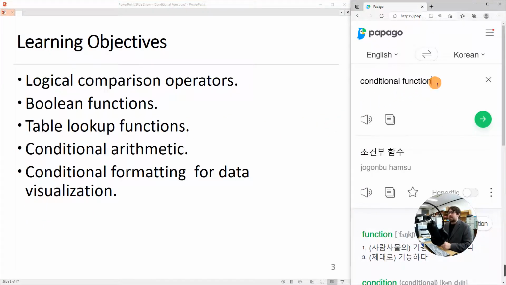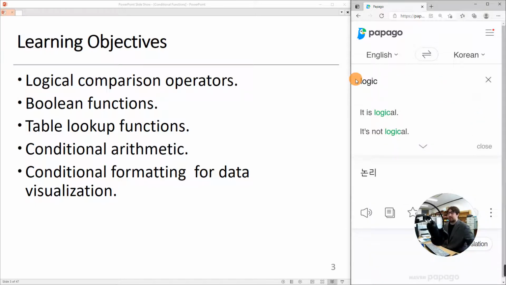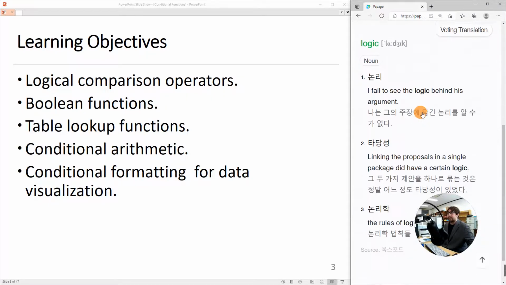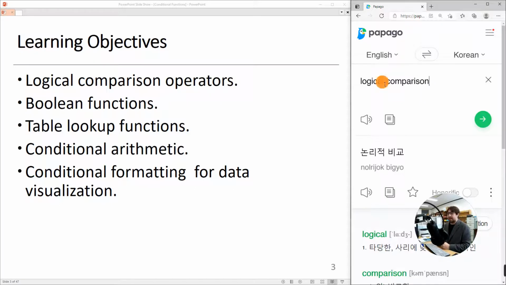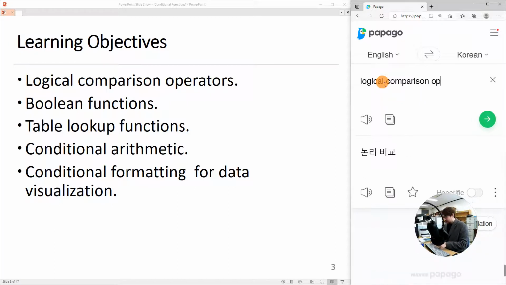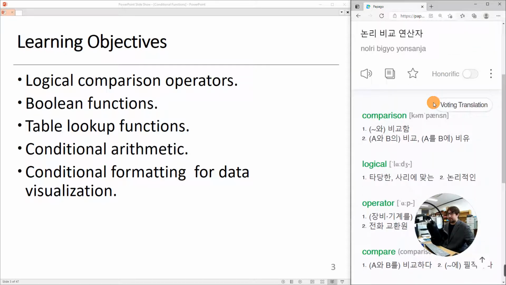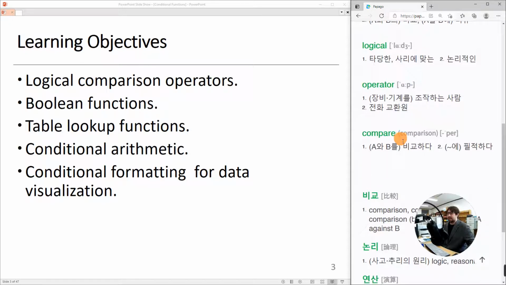So the learning objectives are shown here. First, I will discuss logical comparison operators. So let me clarify it here. First of all, you need to understand what is logic, right? Logic. So I will talk about logical comparison. So comparison comes from comparing, compare, right? Operator. A logical comparison operator. I think, yes, you can find some useful words here.